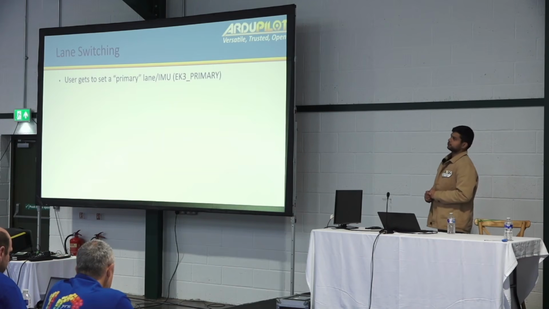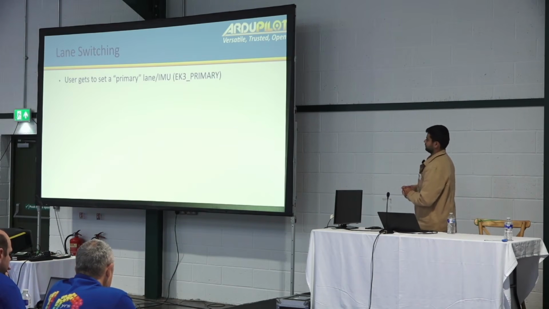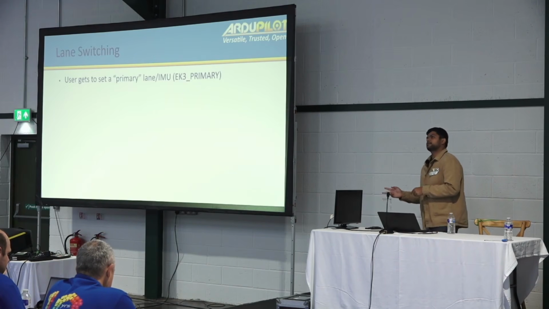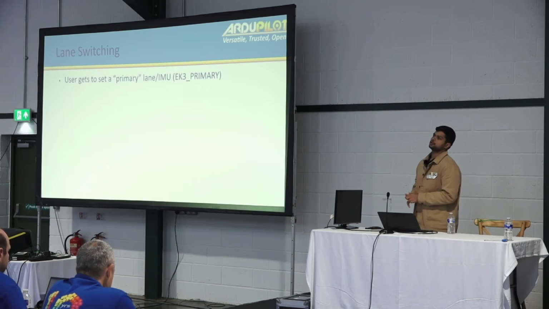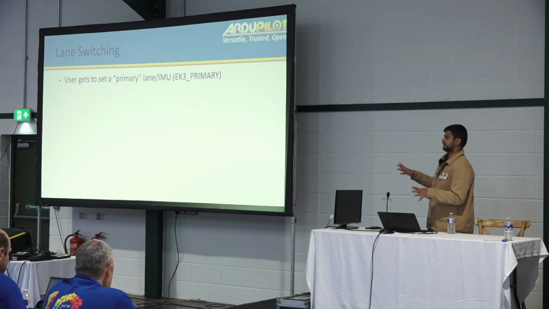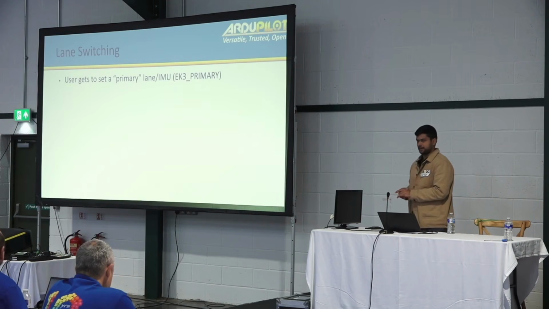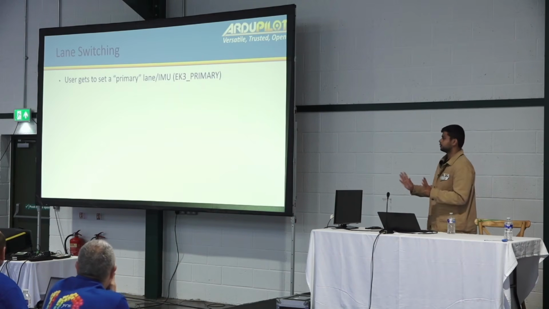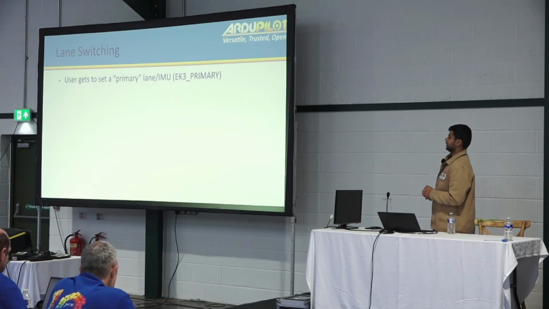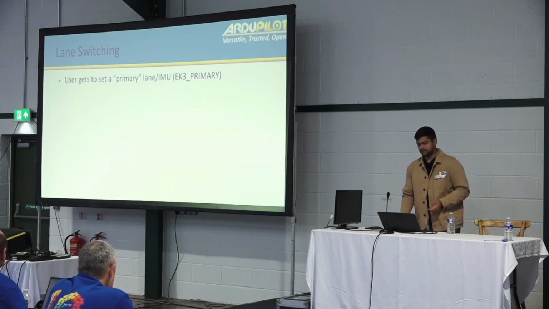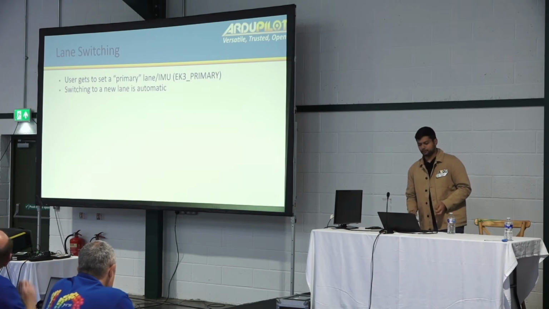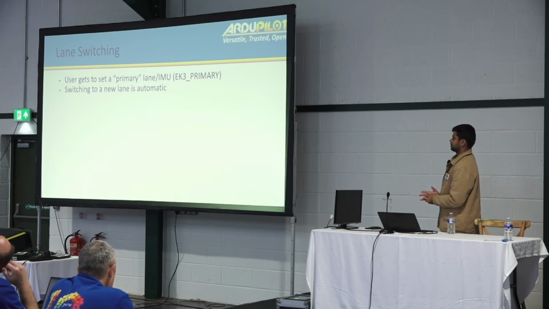So the only sort of control that we get right now in RD-Copter 4.6 is that the user gets to set a primary lane, which is done by this parameter called EK3 primary. And the other flexibility that you have is that you can decide which IMUs you really want to use. So that's done by this parameter called EK3 IMU mask, right? So you can decide that I don't want to use a certain IMU, or I want to use this IMU. But other than that, you really don't have much flexibility when we talk about lane switching. And switching to a new lane is automatic.